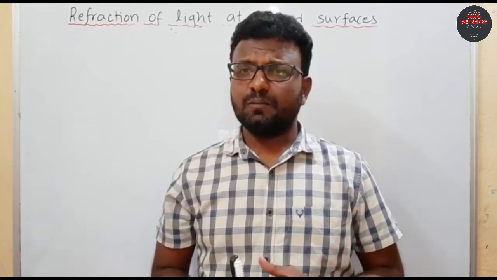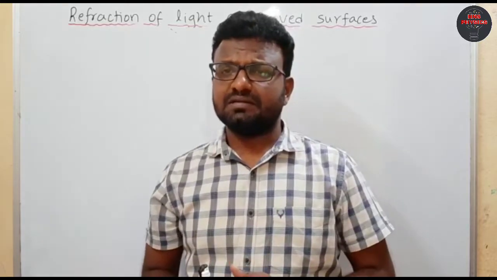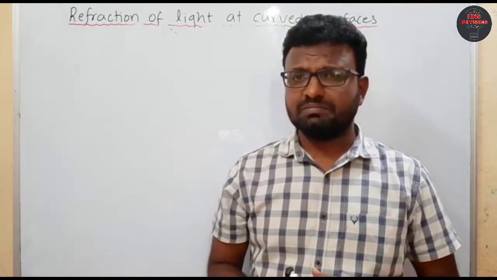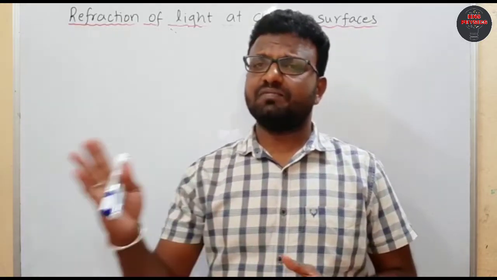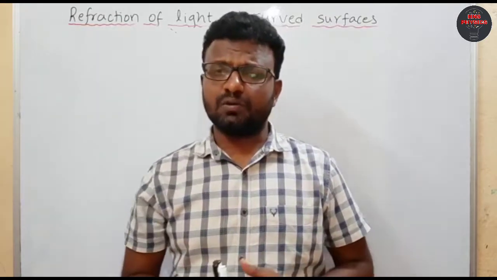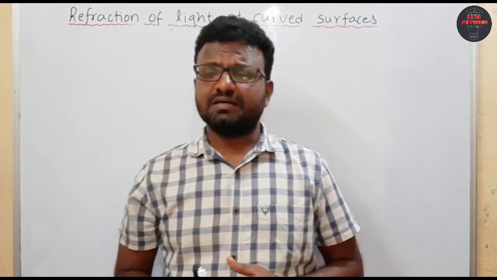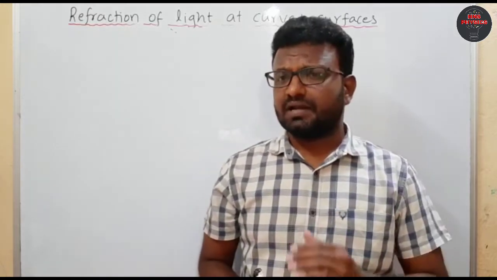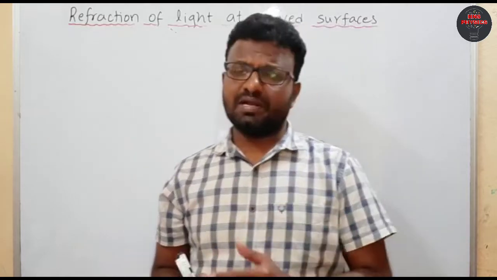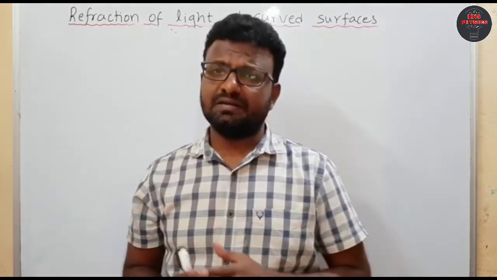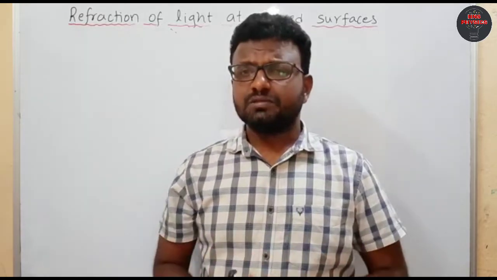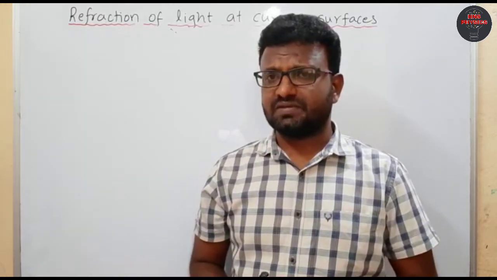Next, come to the second rule. When a ray of light travels from denser medium to rarer medium, the ray bends away from the normal. So that is the second rule. Next, come to the third rule. If any ray of light travels from rarer medium to denser medium or denser medium to rarer medium along the normal line, then the ray does not deviate from its path. So these are the rules related to plane surfaces.